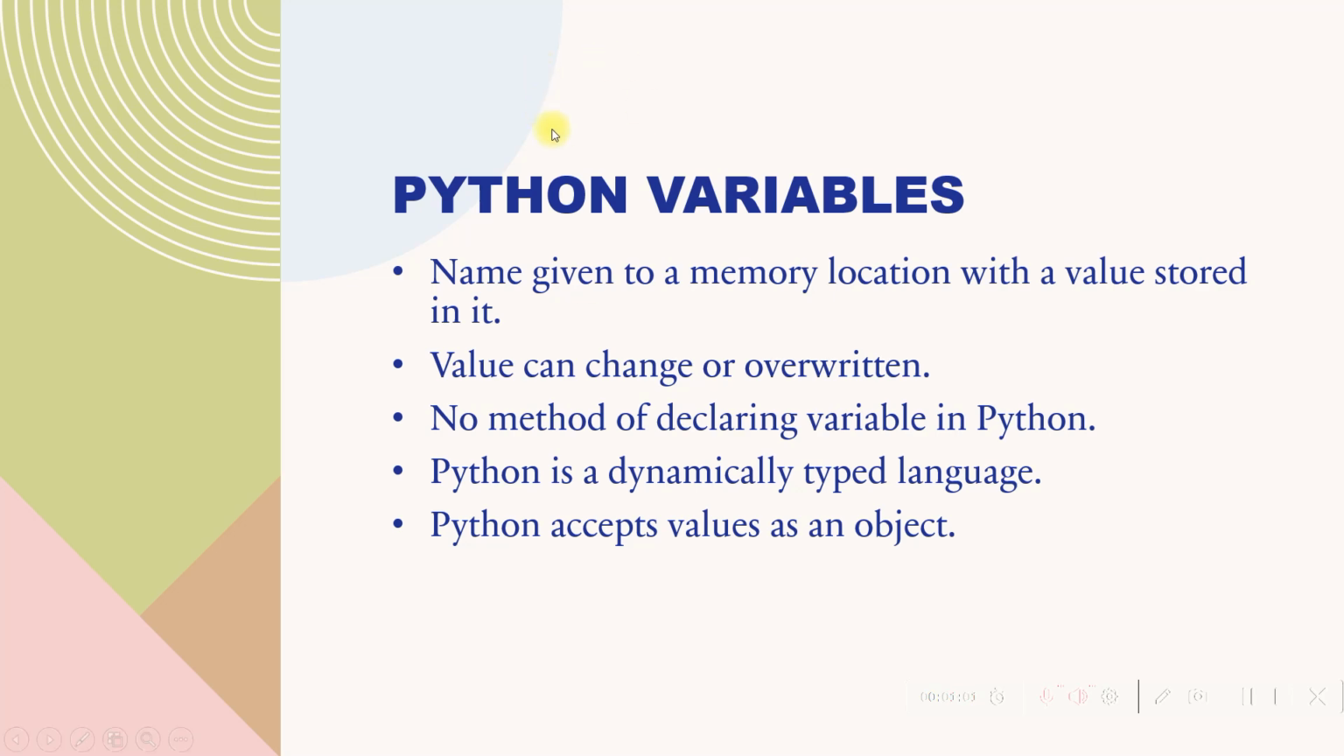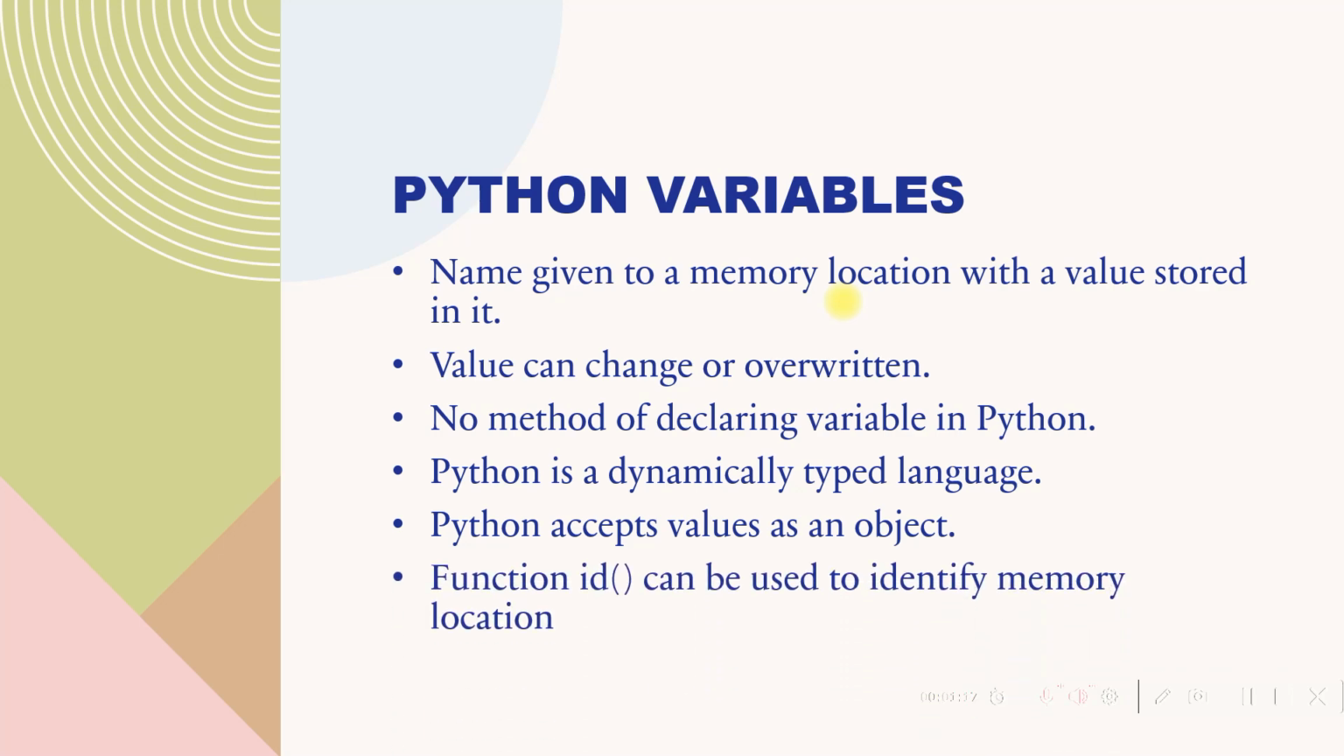And finally, as I said in the first point, a variable is a memory location. Okay, and if we want to see the memory location where some value is stored, we can use the id function in Python. I'll show you one demo in the last that how to use id function in Python. Now let's see some examples.